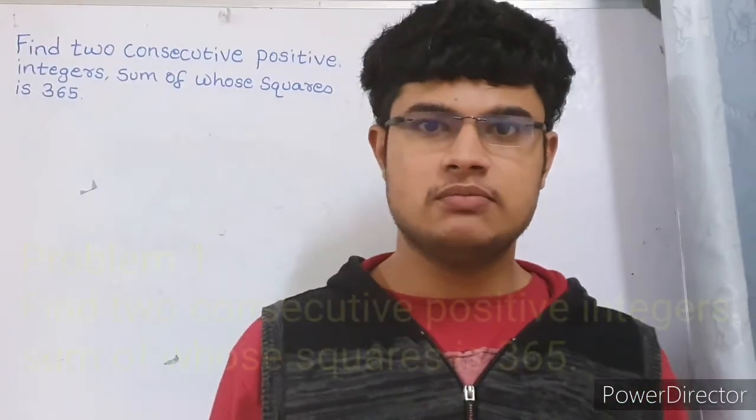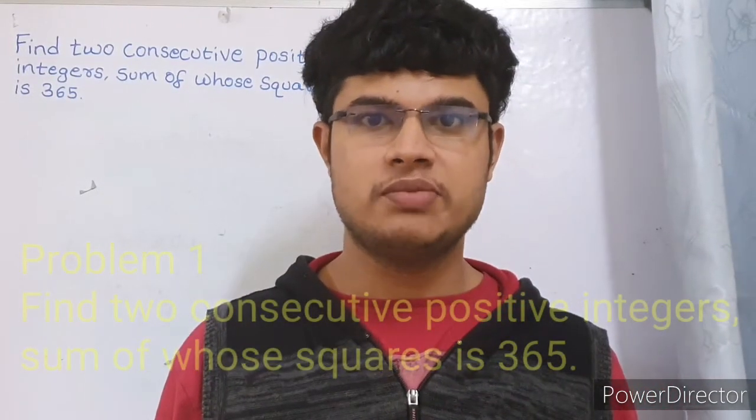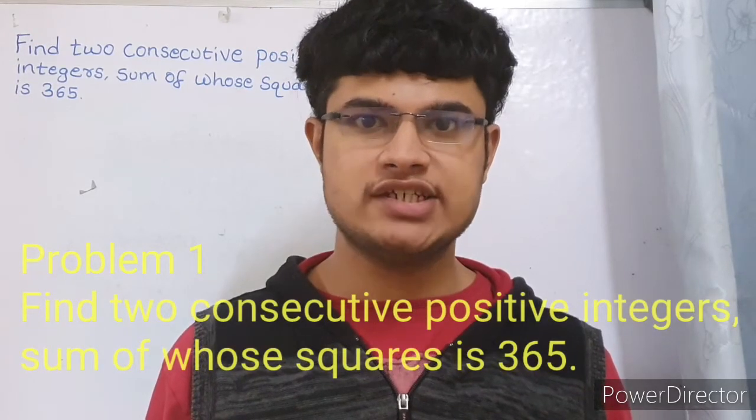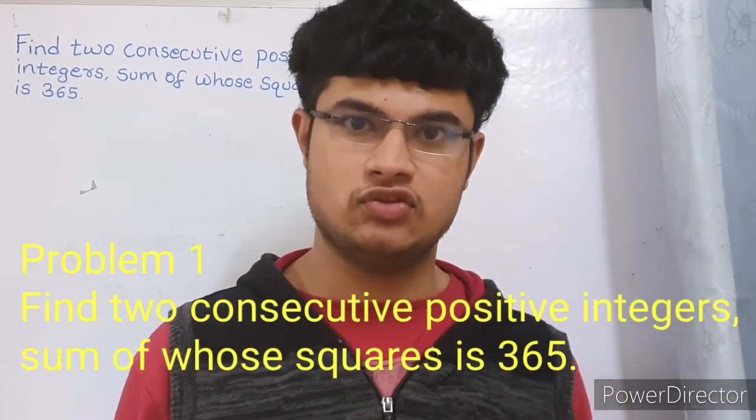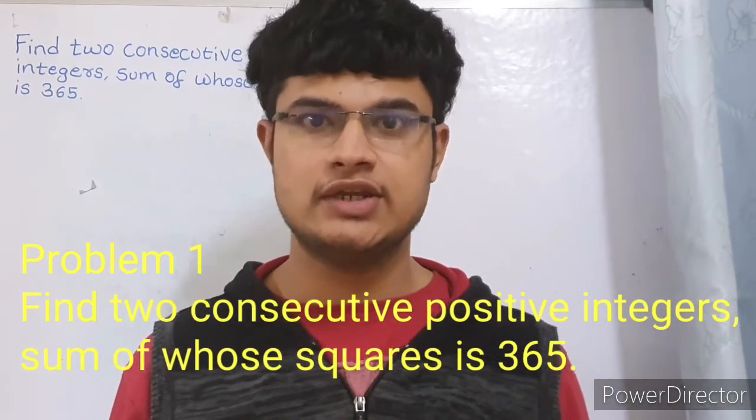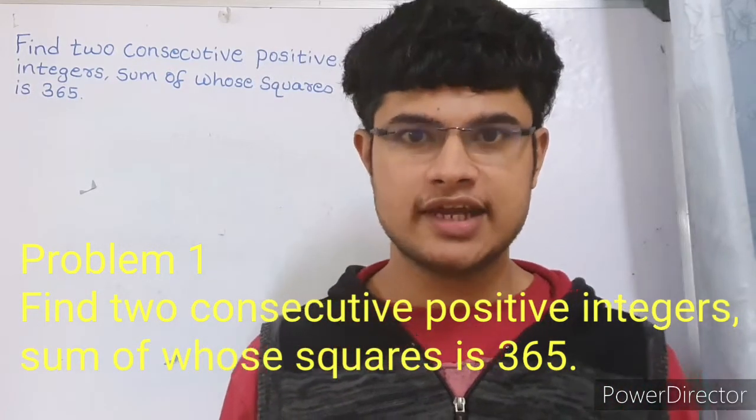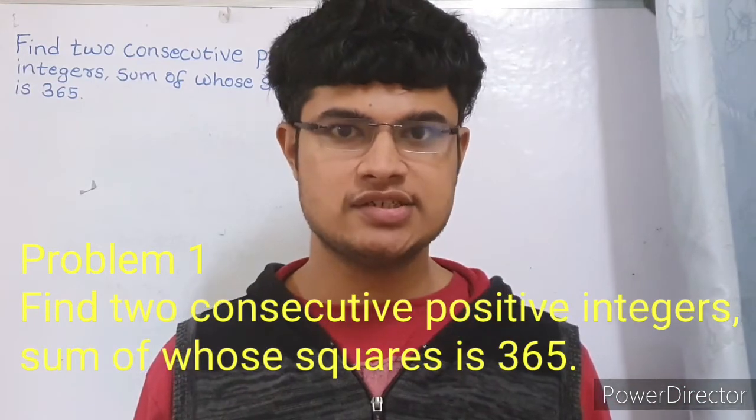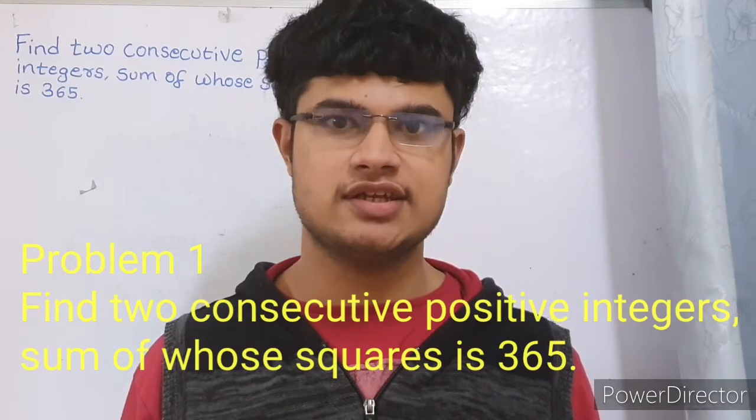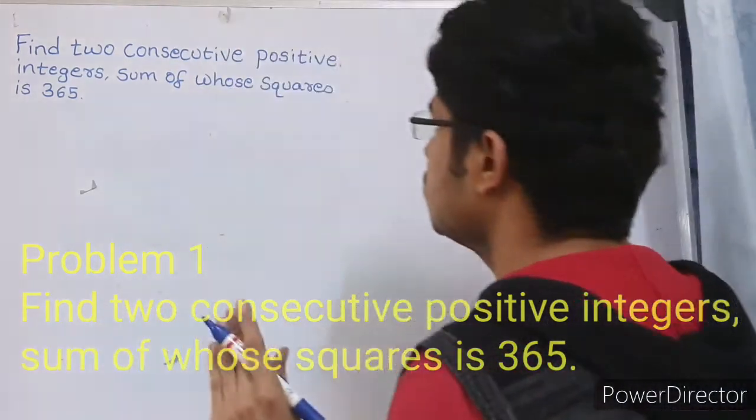The set of counting numbers are called integers, or basically they are multiples of 1. They include negative integers, that is -1, -2, -3 and so forth, and positive integers 1, 2, 3, 4 and so on, including the number 0. Consecutive integers are two integers which are neighbors, or the difference between two consecutive integers is 1. Let me move on to the problem.